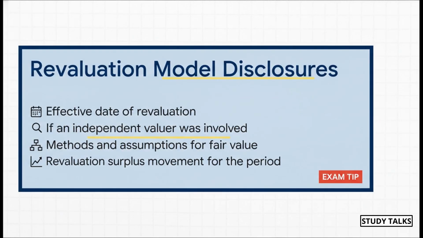And finally, if you use the revaluation model, you've got to be super transparent. So there's an extra set of disclosures. You have to state the effective date of the valuation and, importantly, whether an independent valuer was involved. That adds a lot of credibility. You also have to explain the methods and key assumptions you use to get to the fair value. And just like the main PPE schedule, you need to show a full reconciliation of the movement in the revaluation surplus account for the period.